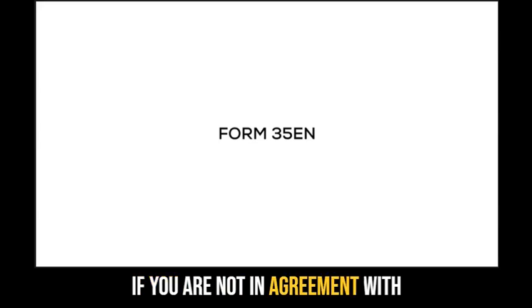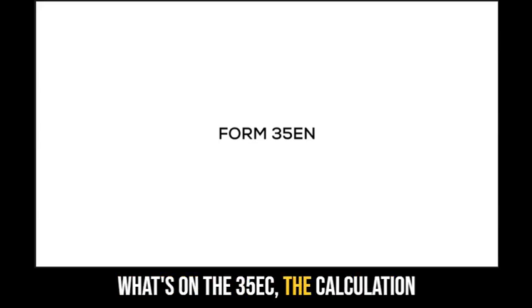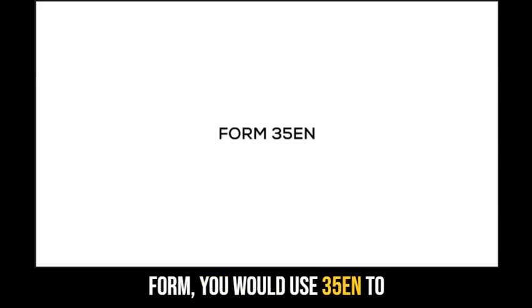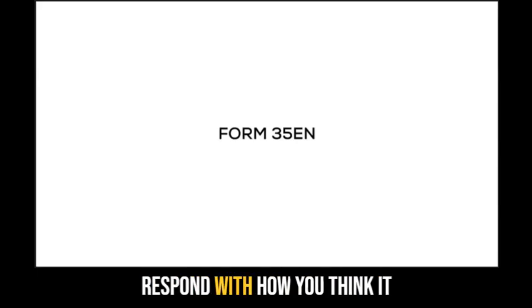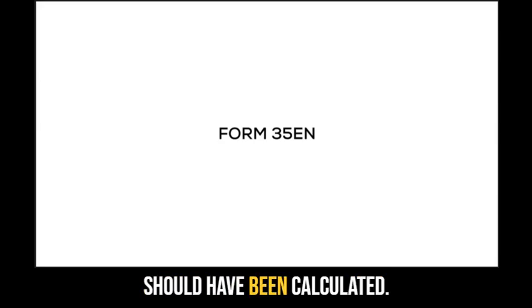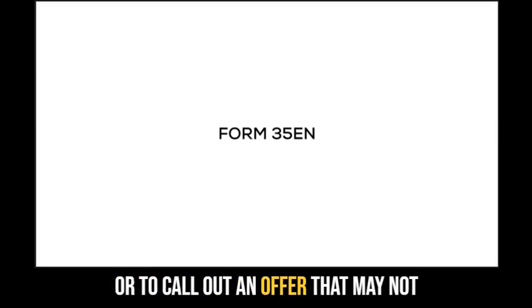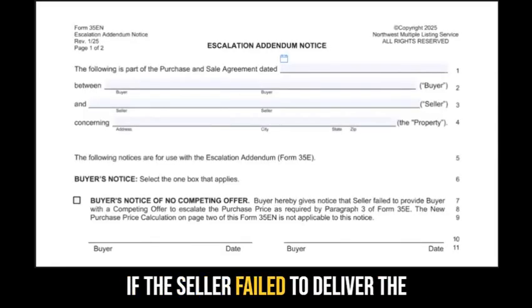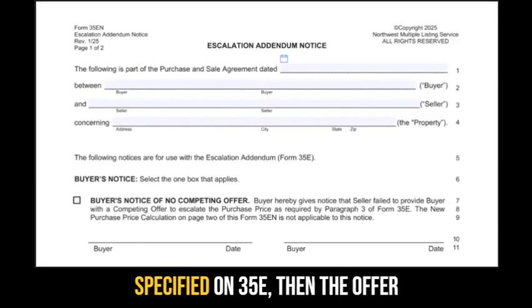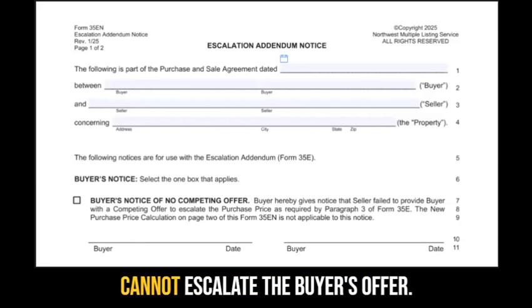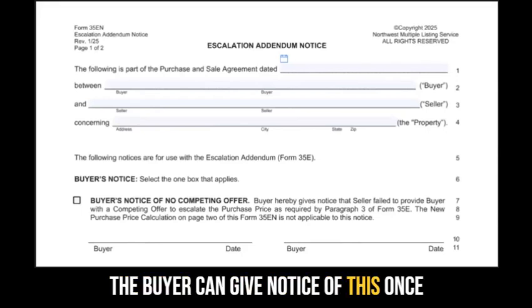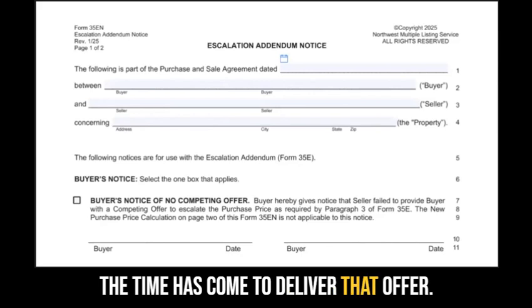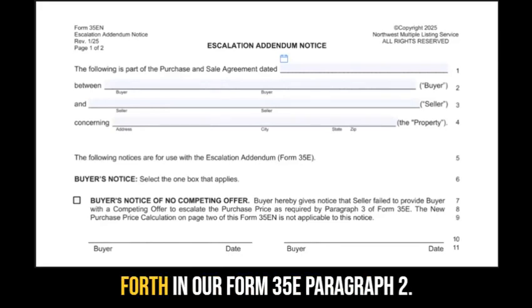If you are not in agreement with what's on the 35EC, the calculation form, you would use 35EN to respond with how you think it should have been calculated or to call out an offer that may not have been a qualifying escalating offer. If the seller failed to deliver the competing offer within the time specified on 35E, then the offer cannot escalate the buyer's offer. The buyer can give notice of this once the time has come to deliver that offer. Remember, our timelines are set forth in our Form 35E, paragraph 2.